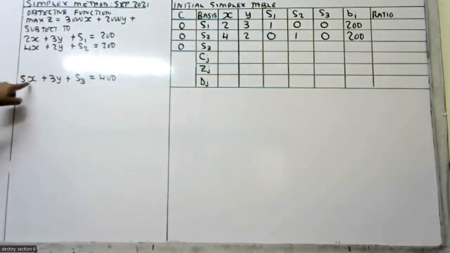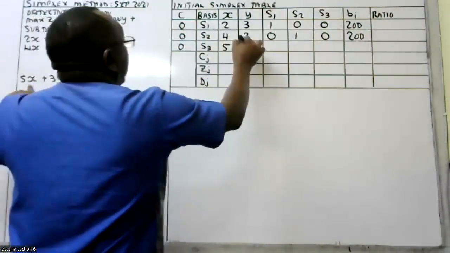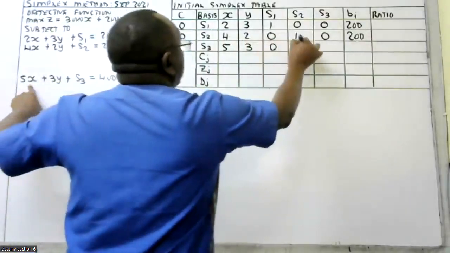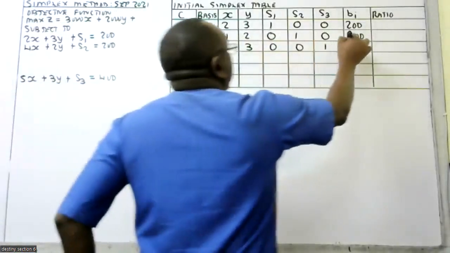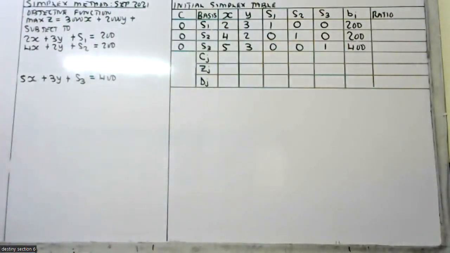Then we come to this one. It is 5, 3, 0, 0, 1, and 400.